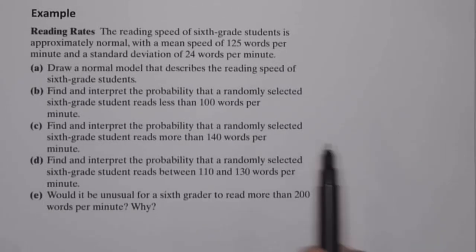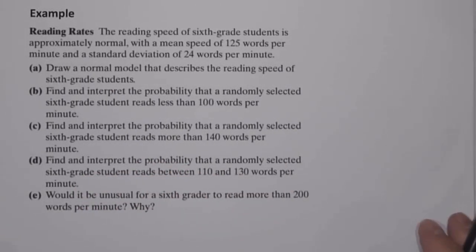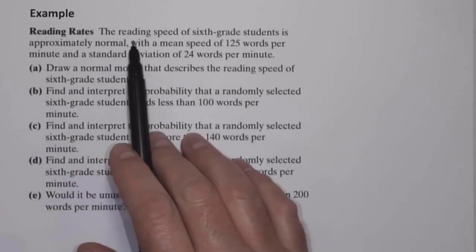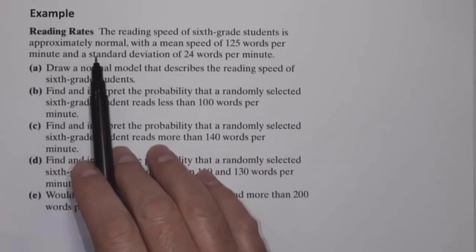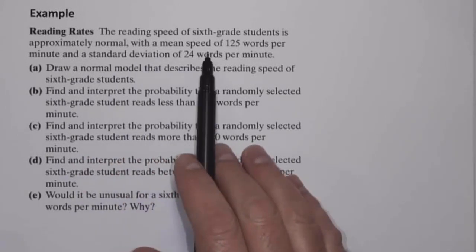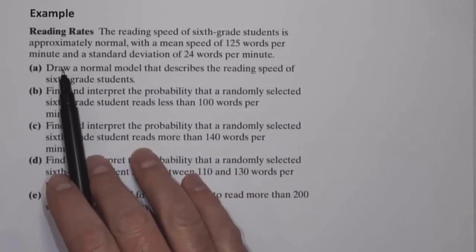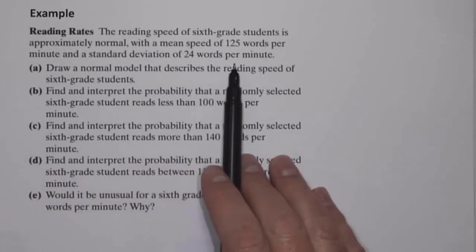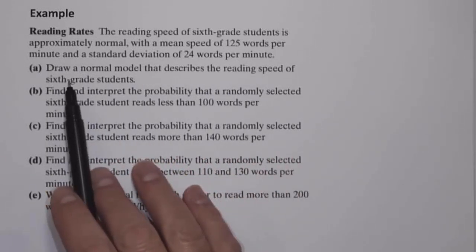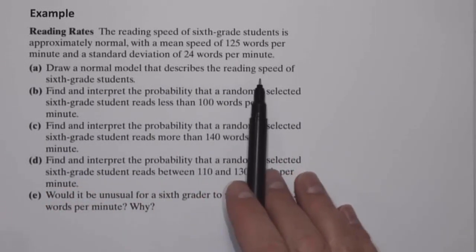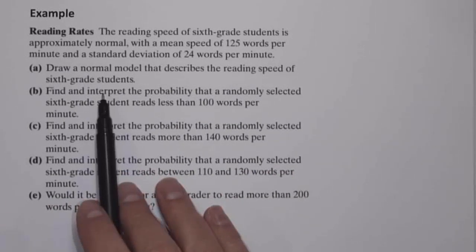In this video, we want to look at an example of a normal probability distribution problem. The reading speeds of 6th grade students is approximately normal with a mean speed of 125 words per minute and a standard deviation of 24 words per minute. Draw a normal model that describes the reading speed of 6th grade students.